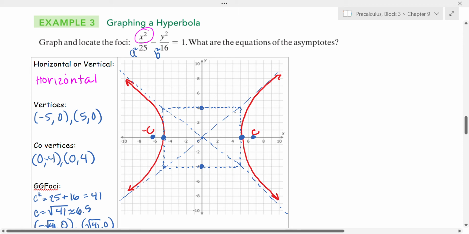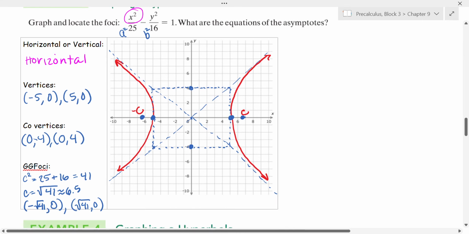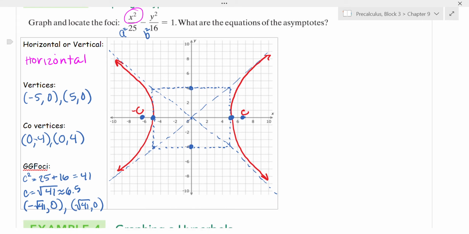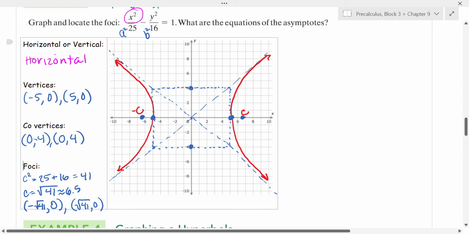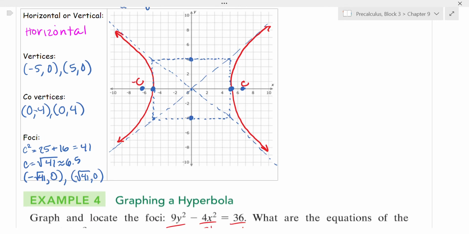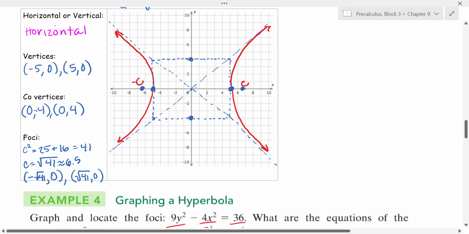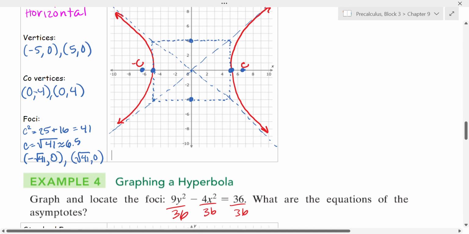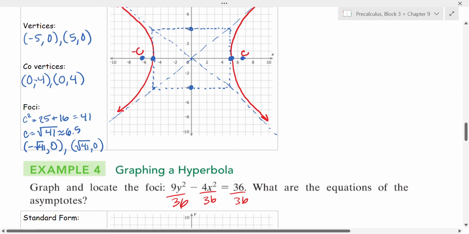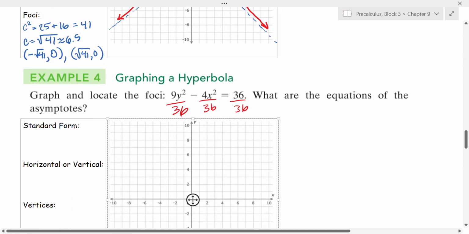So that's how we knew where the asymptotes were going to cross through. So notice that the asymptotes go from the center to each corner of that rectangle. And then from there you draw your hyperbola, which you see in red. They approach the asymptotes, but they never cross the asymptote. And then obviously at c units away from the center, we have our foci. So we calculate our foci. Sometimes it's not a whole number, sometimes it's a radical, but you can estimate your radical in order to graph it. So let's try another one, example 4.